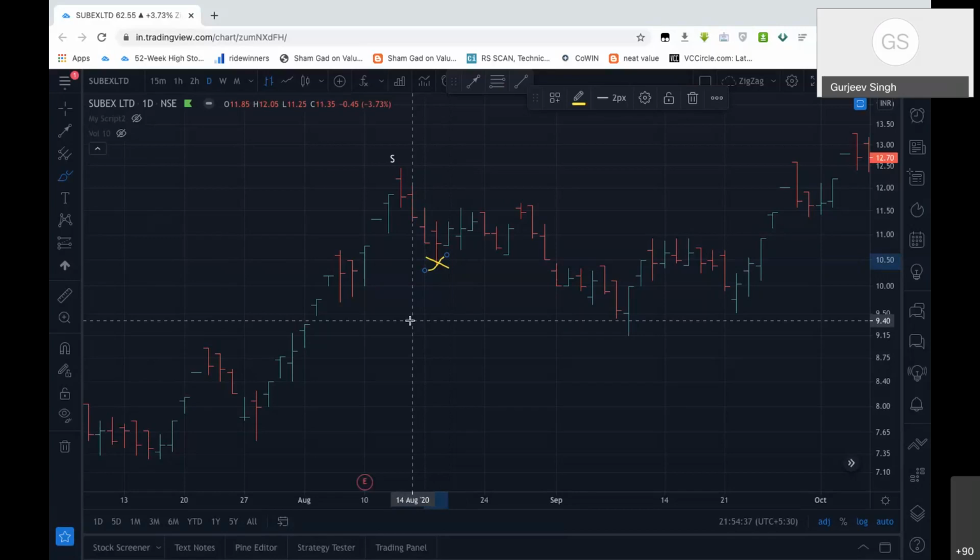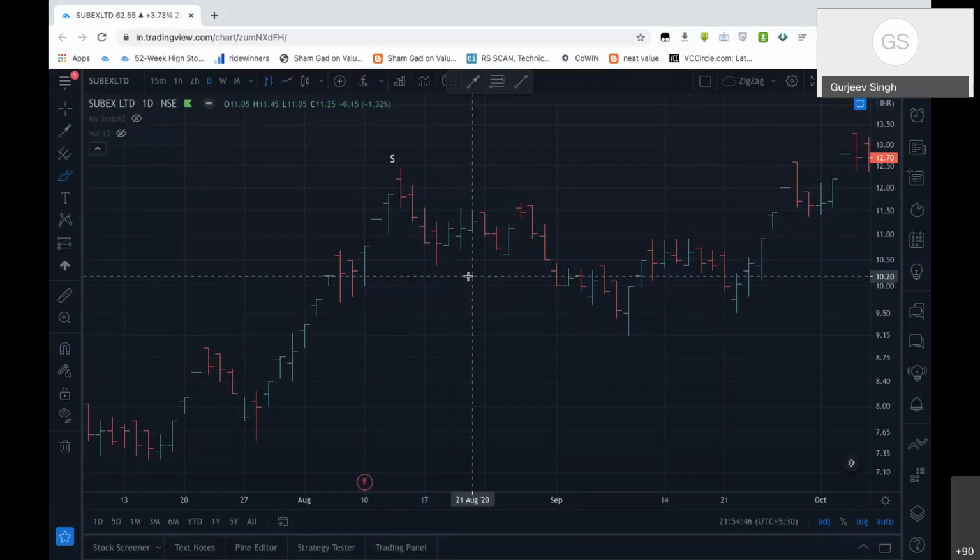We need to find a swing low, then only can we find a swing high, because we have started our study from here. Got it? Other members, please also type. It's a little confusing in the starting, but once you get the hang of it, it will become easier. Okay. Now, since this is not a swing low, we will check this one.